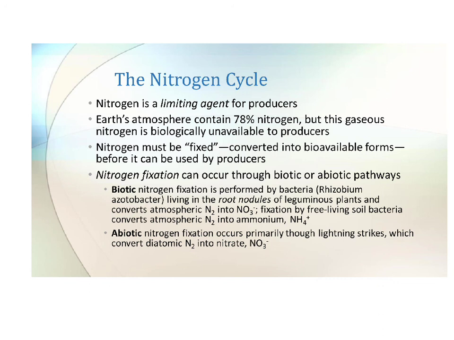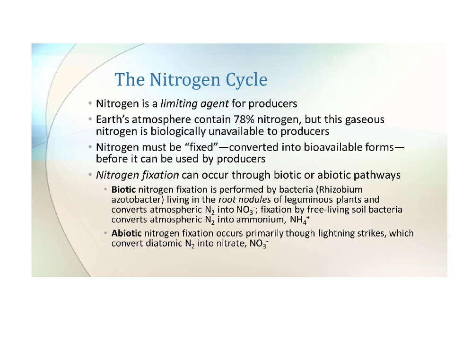Earth's atmosphere contains 78% nitrogen, but it's gaseous nitrogen. It's diatomic, N2, and it's biologically unavailable to producers. Producers cannot use gaseous nitrogen in their bodies. So the nitrogen must be fixed, meaning it must be converted into bioavailable forms before it can be used by producers. That process is called nitrogen fixation, and it can occur biotically or abiotically.